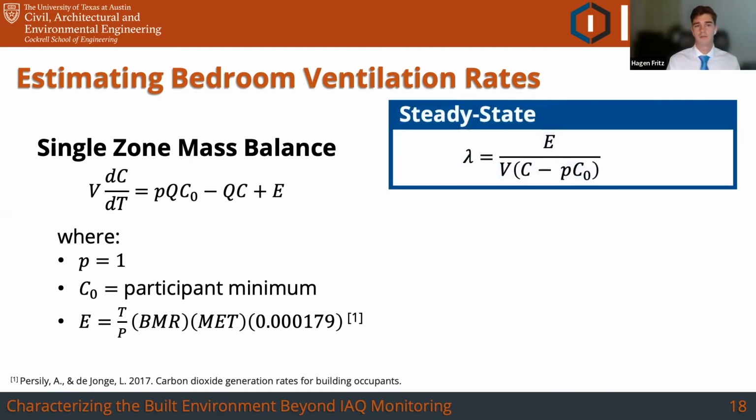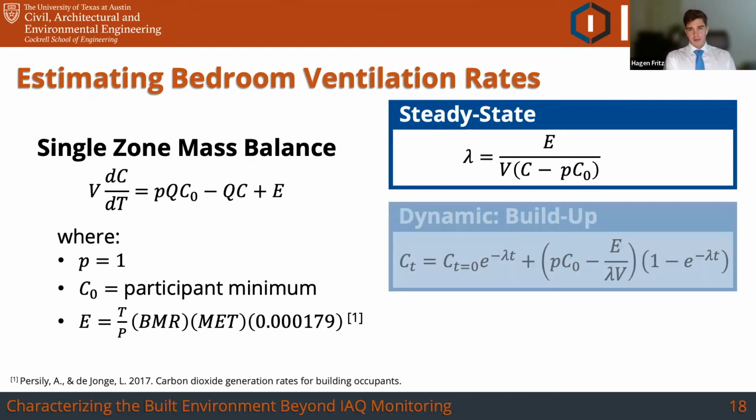We can simplify that mass balance equation. In the first case, that's the steady state estimate. This is when the carbon dioxide, after an hour or so, reaches a plateau and starts to taper off. In that case, the change of concentration with time is zero, right? The concentration is staying relatively stable. So that whole term on the left side of the equation goes away, and we can rearrange the equation and solve for lambda, the air exchange rate. That is the flow Q divided by the volume V, a measure of ventilation in the space.